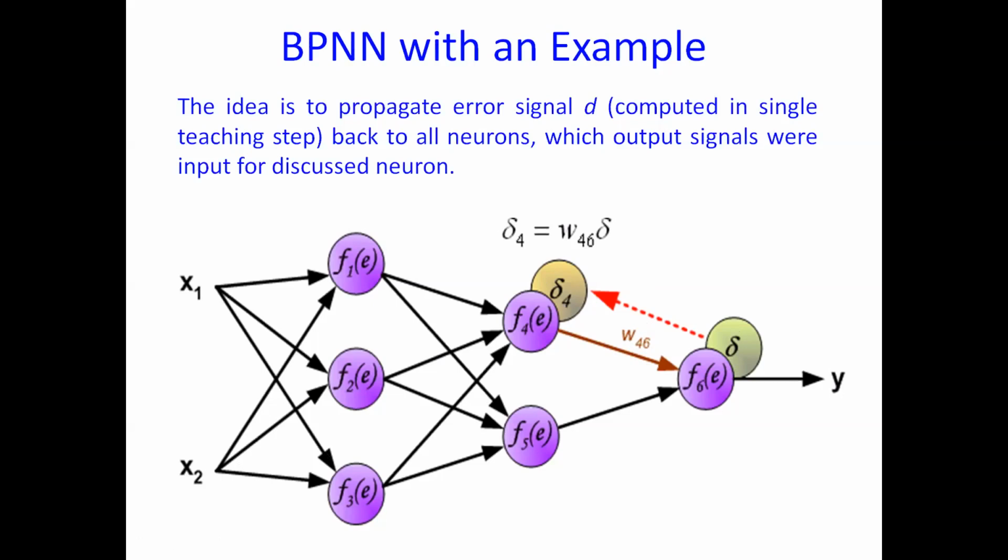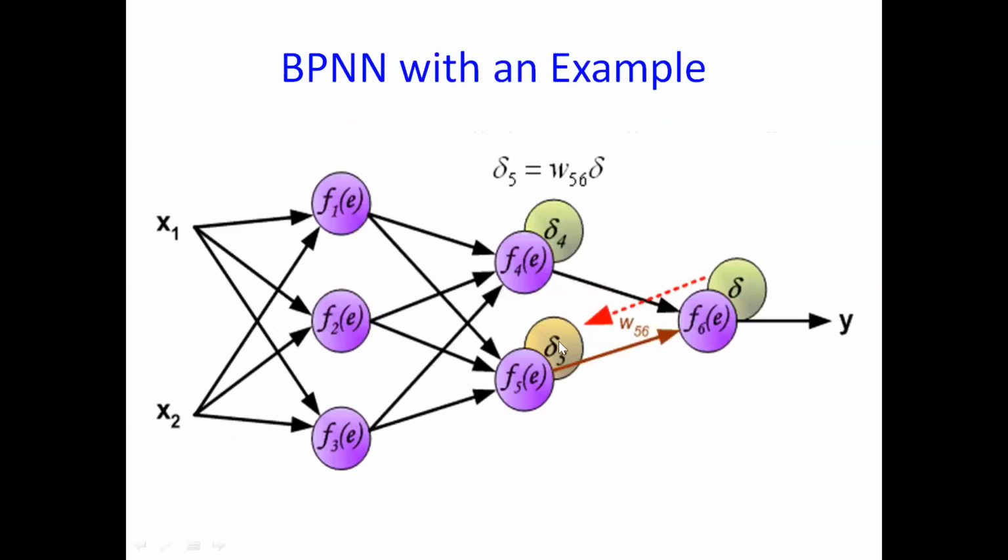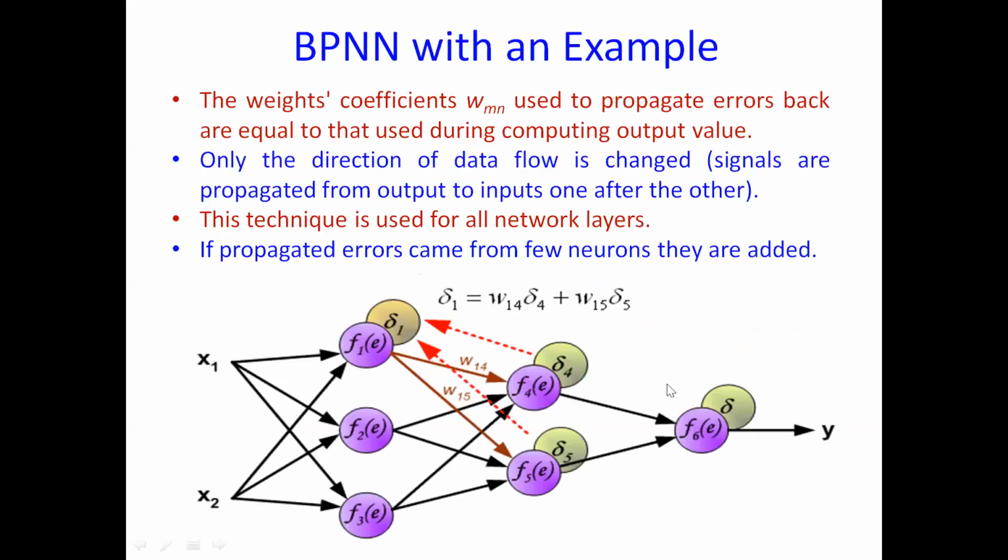So if this is the process, then we can also compute this del 5. Let's say W56 is the weight associated with the connection here. So automatically this del 5 is nothing but this weight W56 multiplied by del. In a similar fashion, del 1 is also computed. Del 2 can also be computed. Del 3 can also be computed.